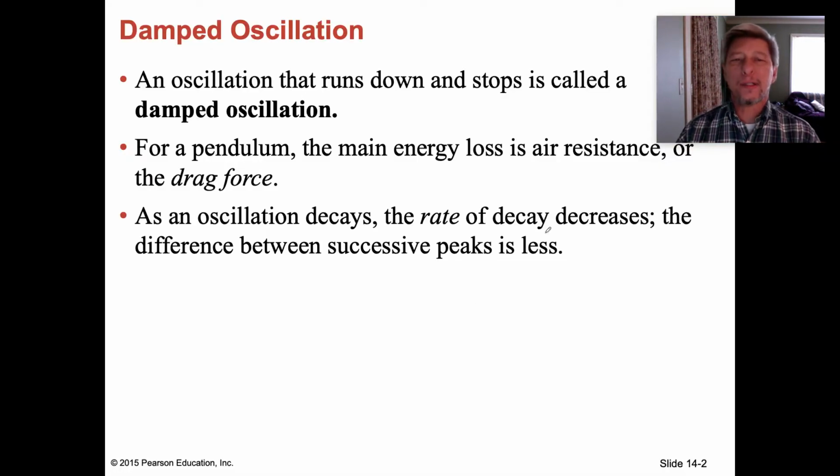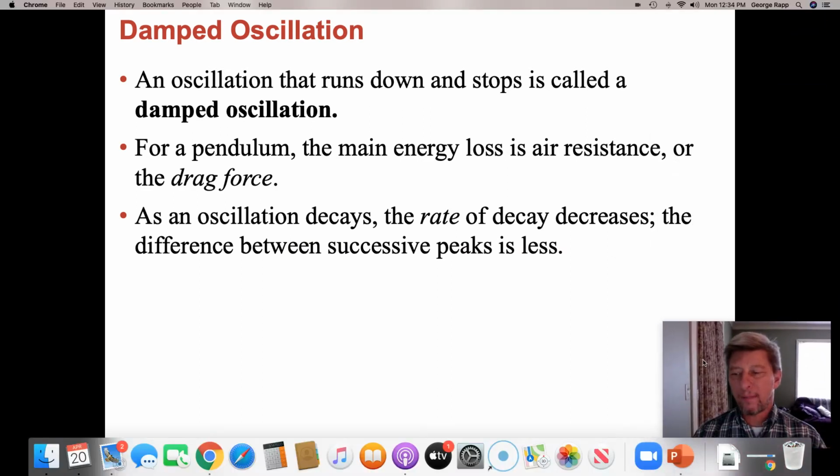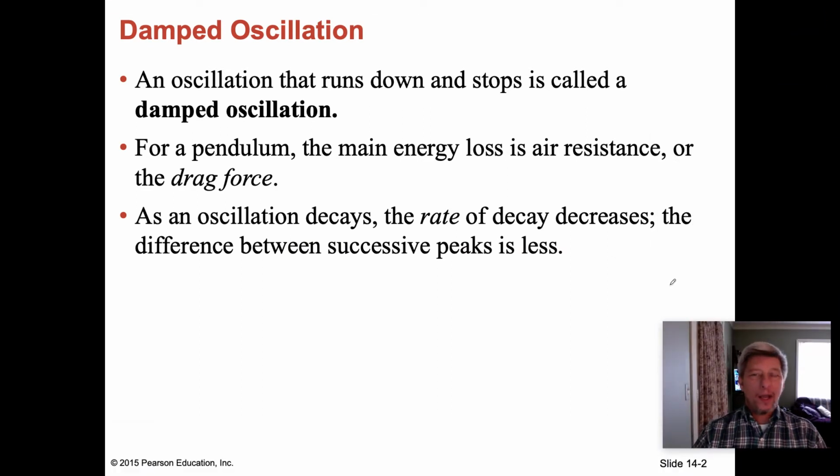All right. And so a damped oscillation is one that runs down and eventually stops. All right. And this is by far a more common type of oscillation. In reality, a spring or a pendulum or that sort of thing is always going to slow down. For a pendulum, the main reason that it slows down is because of air resistance and possibly even friction at the point where the axis of rotation sits. All right, but air resistance or drag force and friction will eventually slow it down.